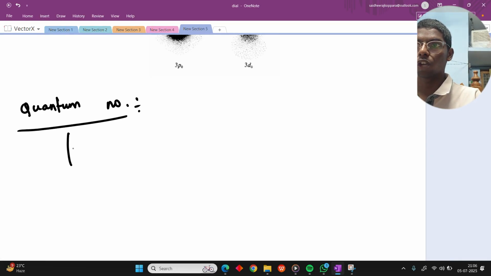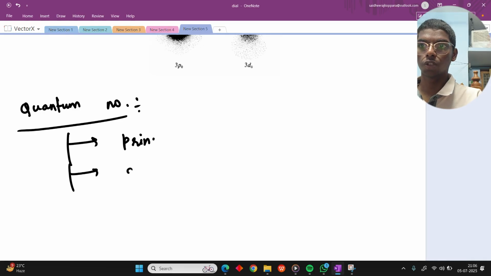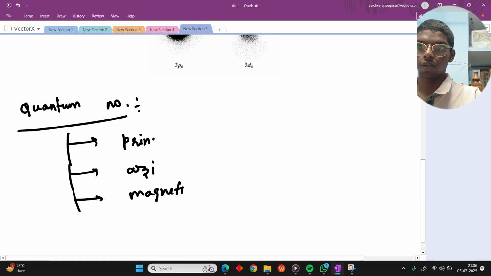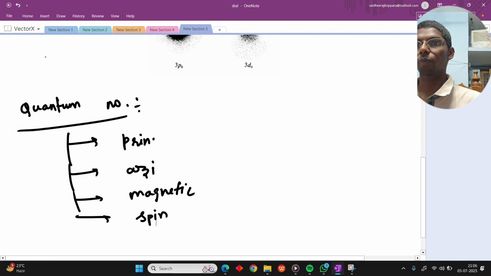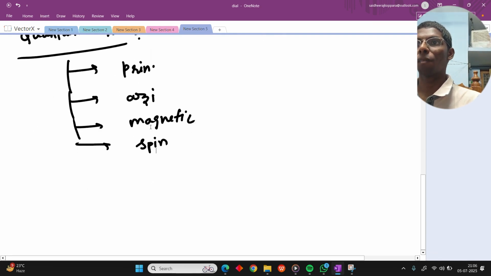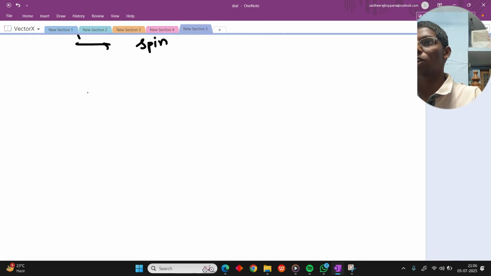There are four types of quantum numbers. The first one is the principal quantum number, the second one is azimuthal, the third one is magnetic, and the fourth one is the spin quantum number. First I want to speak about the principal quantum number.